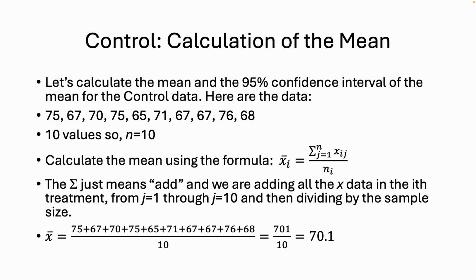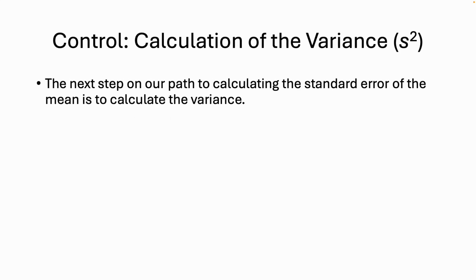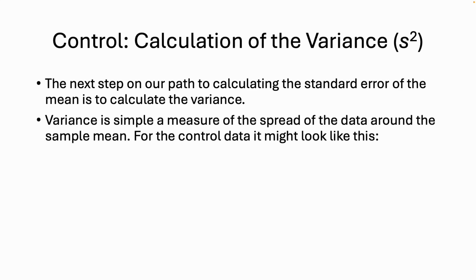So what it looks like is this: you add all those numbers up, you divide by the number of values that you have, and you get a mean of 70.1. So you know how to do an arithmetic average. That's all the sample mean is. The next step on our path to calculating standard error is to calculate the variance. Variance is a simple measure of the spread of the data around the sample mean. For the control data, it might look like this.